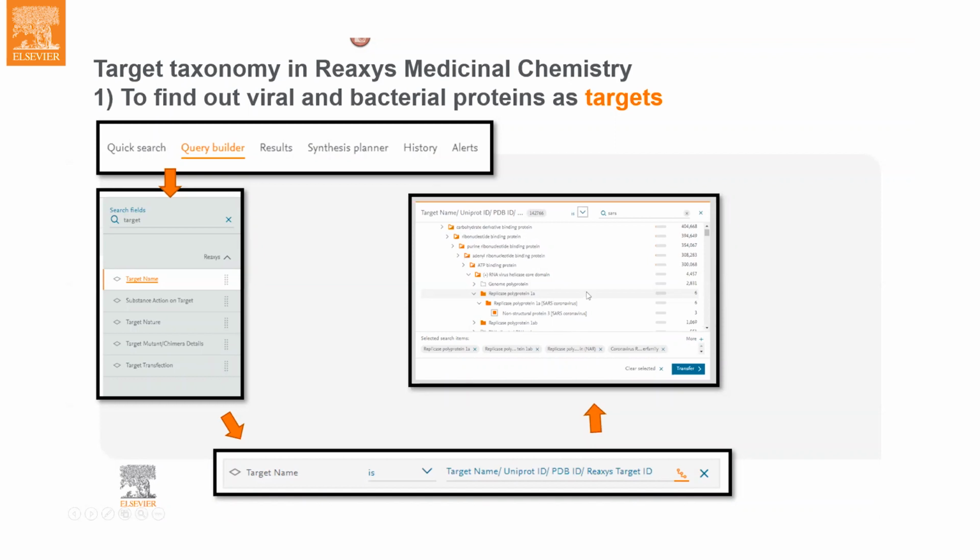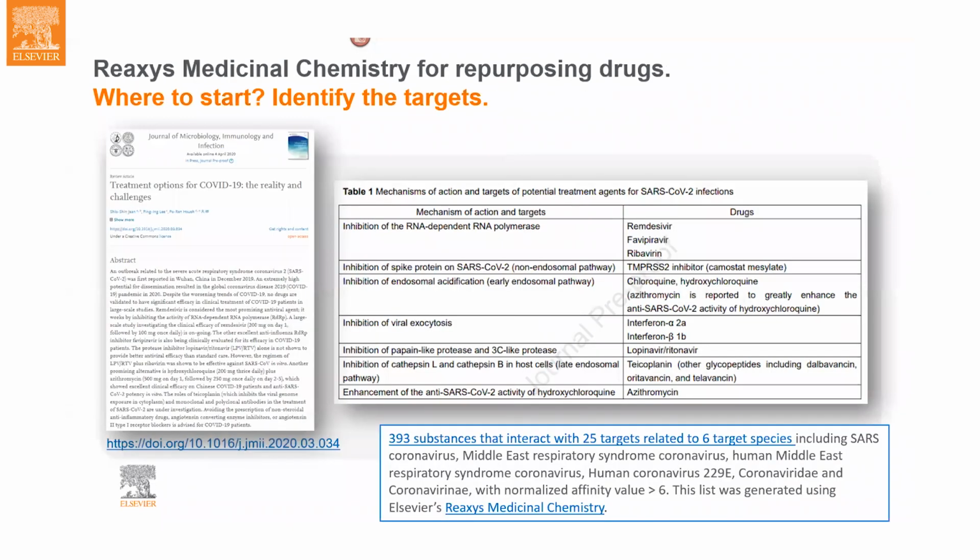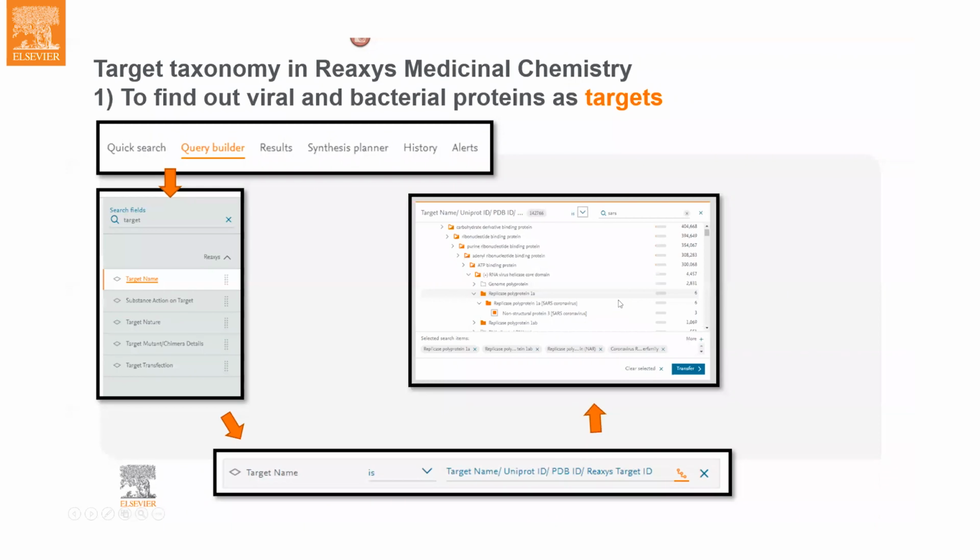So you can use both of them, and I advise you to use both of them because unfortunately sometimes there is an issue with indexing. For example, in the paper it's unclear to which species this target belongs, or what the target name was. So to get comprehensive results, it's better to use both of them.